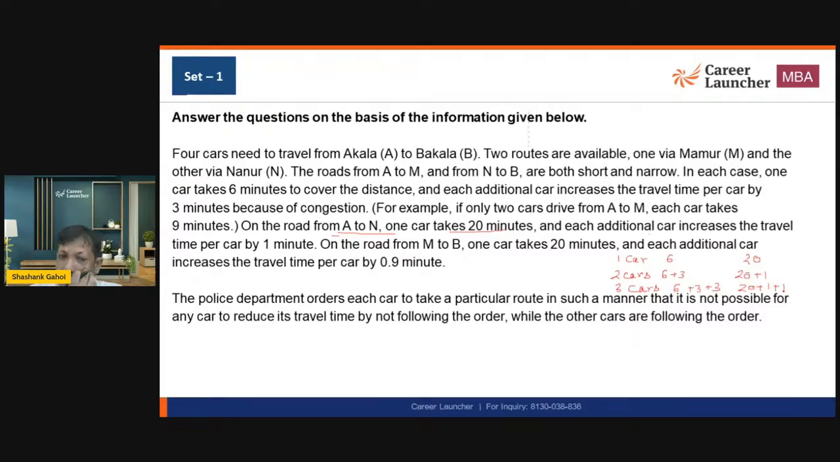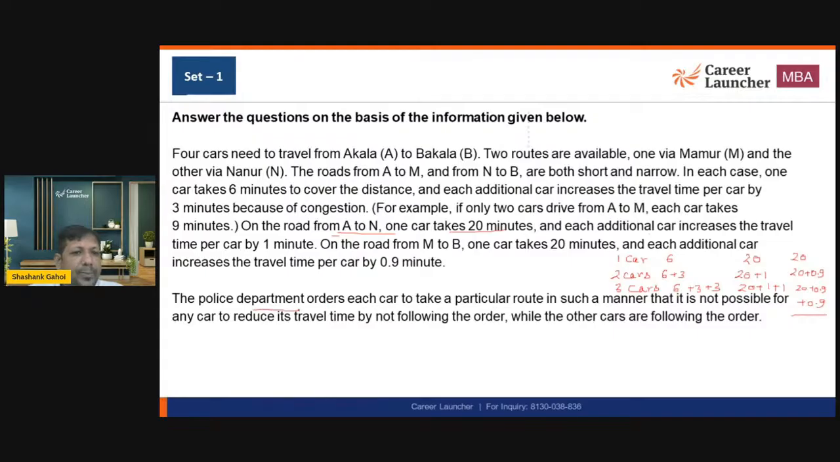On the road from M to B, one car takes 20 minutes. Each additional car increases the travel time by 0.9 minutes. It is a similar scenario: one car takes 20 minutes, another car is going to take 20 plus 0.9, and another is going to take 20 plus 0.9 plus 0.9. So this is the total time.